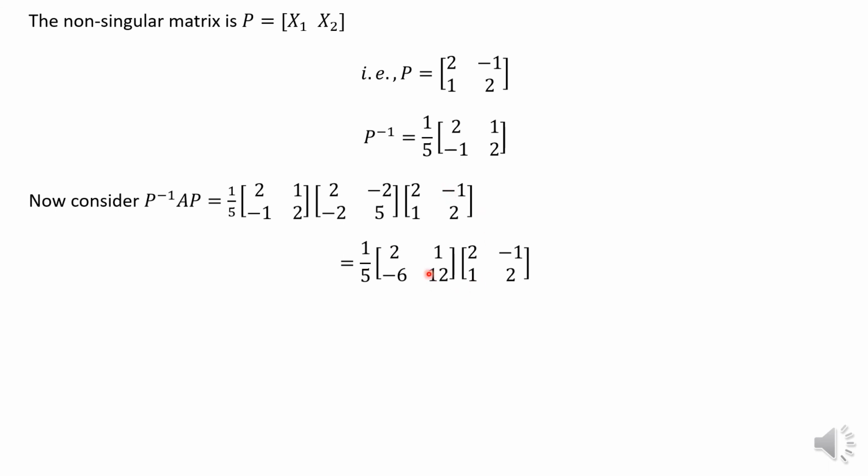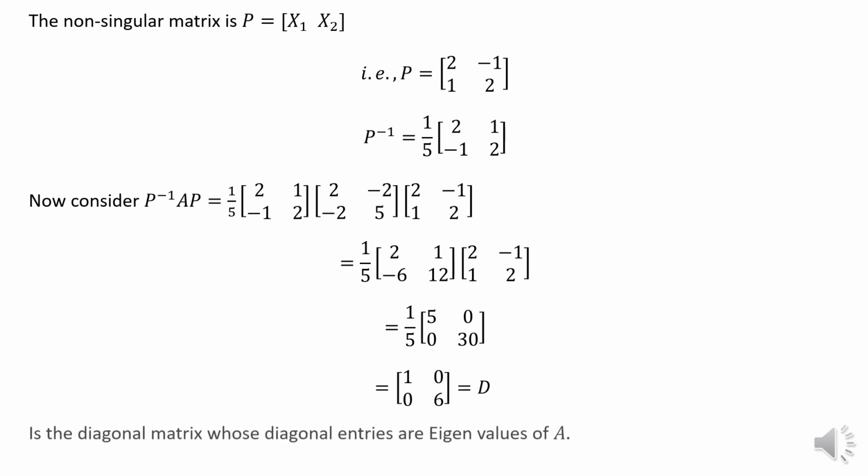Now again multiply these two matrices, you will get 1 by 5 times [5 0; 0 30]. So now divide each and every element of the matrix by 5, you will get [1 0; 0 6]. This is the diagonal matrix, and note that diagonal entries are the eigenvalues of the given matrix A. This process is called the diagonalization of the real symmetric matrix, we say. Okay, thank you.